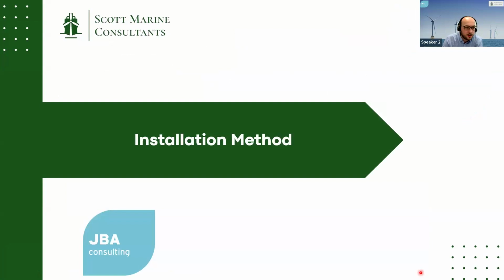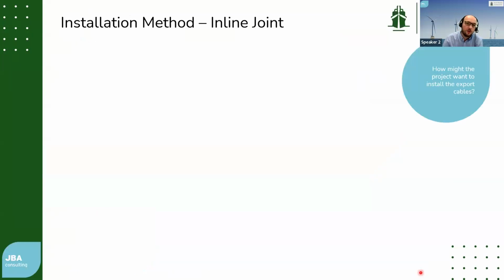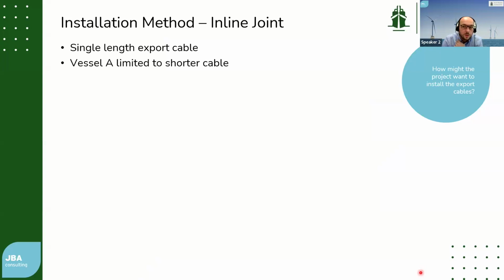And we also want to look at our installation method. We mentioned earlier that vessel A could not install a single export cable from Devlin in one single length, and only vessel B could do this. So how might we want to consider this? Well, because vessel A is limited to a shorter cable, we might need to look at employing an inline joint.